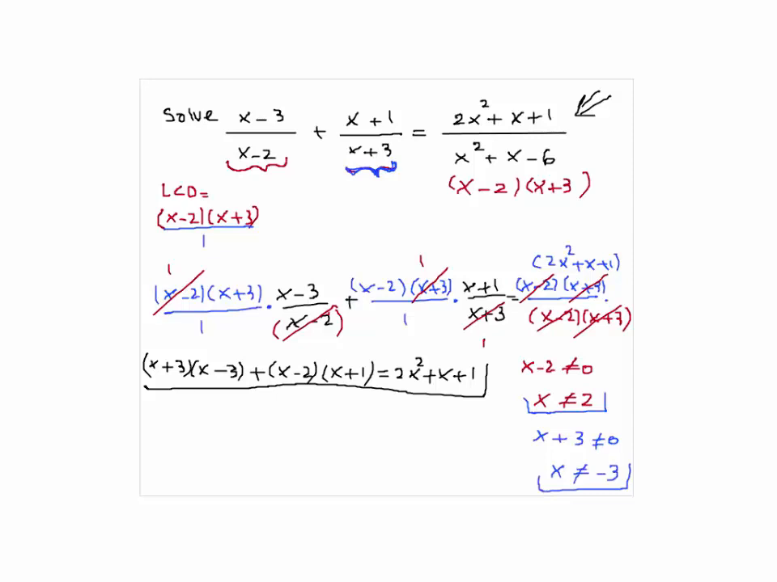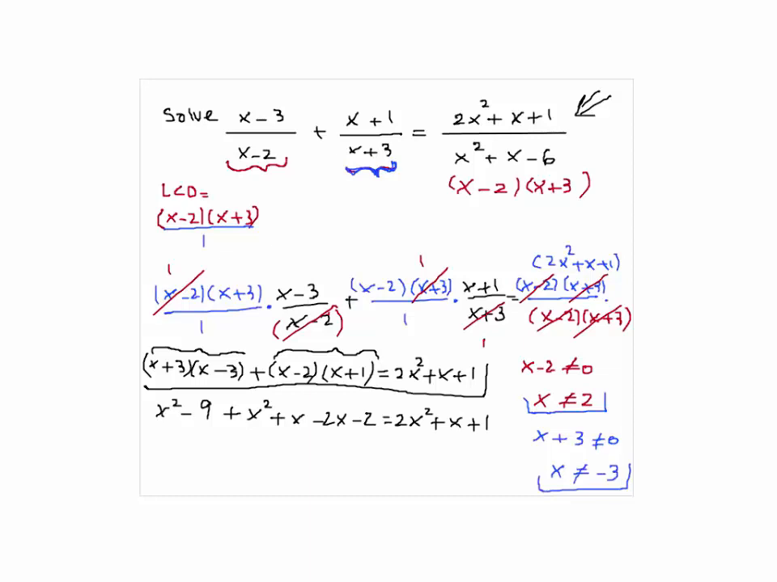Okay. So how are we going to solve this for x? We can multiply these together, right? This is the difference of squares. So x plus 3 times x minus 3 would be x squared minus 9. And then here we can multiply term by term. That becomes plus x squared plus x minus 2x minus 2, equal to 2x squared plus x plus 1.